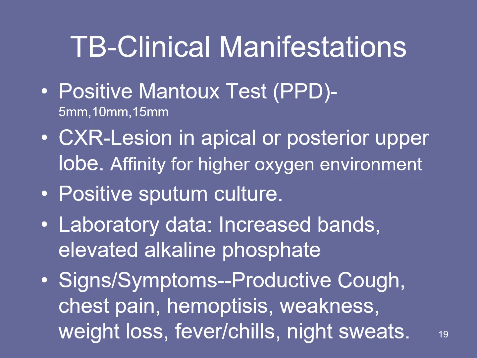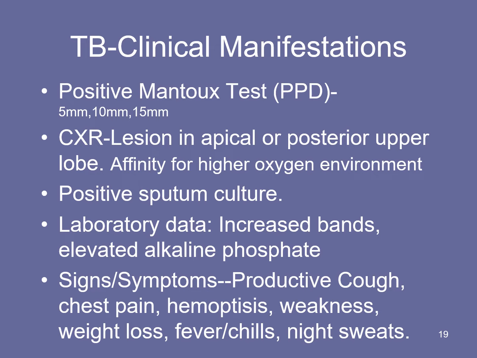The chest X-ray shows a lesion in the apical or posterior upper lobe. Basically, the acid-fast bacilli have an affinity for a higher oxygen environment, and indeed there is a higher oxygen tension in the middle and upper portions of the lung. Positive sputum culture. Unfortunately, the acid-fast bacilli do not like to grow outside of the body. So many times the protocols for getting sputum are 3 consecutive days. Sometimes some of those protocols are 3 consecutive shifts.